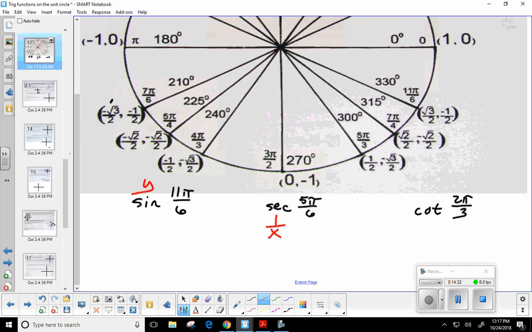And then what does cotangent want? Well, he wants x over y. We've seen tangent a lot today, y over x. Cotangent wants the x divided by y. So let me give you a little bit of time to go ahead and try those out, and then we'll all see how we all did.